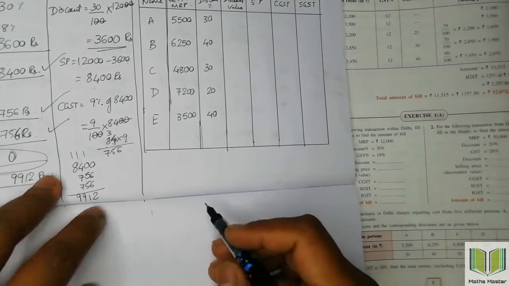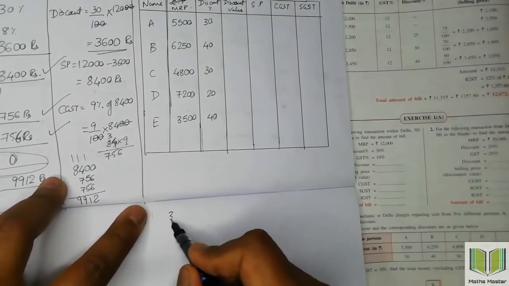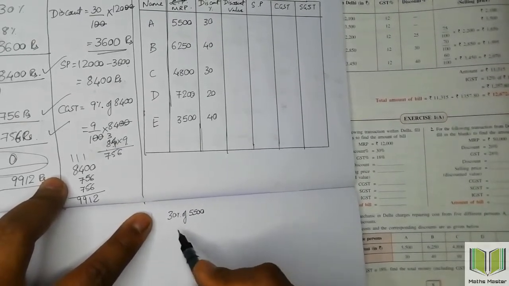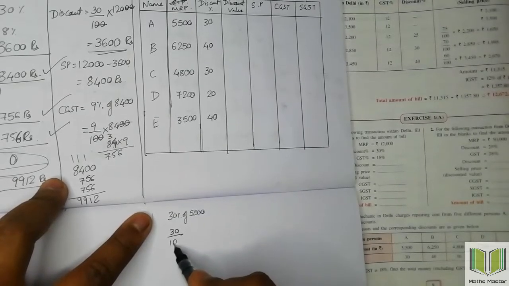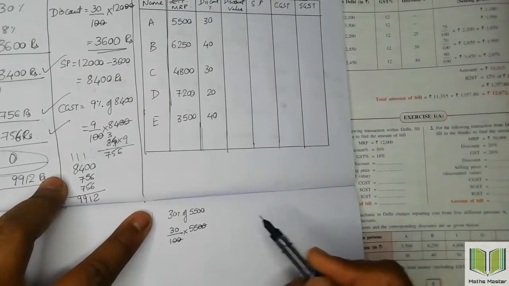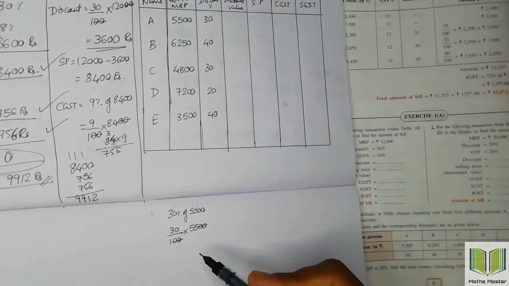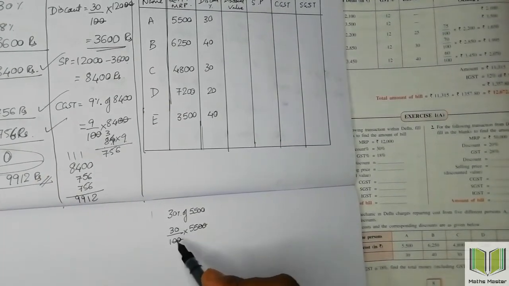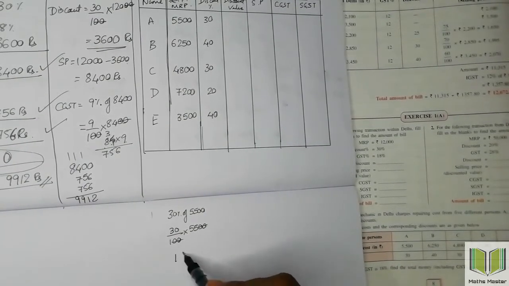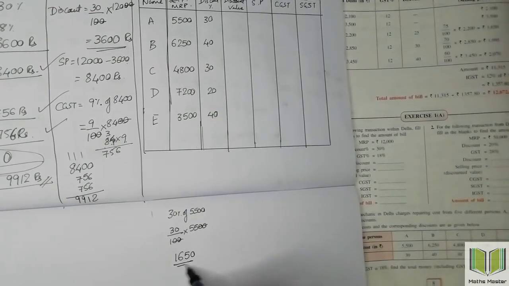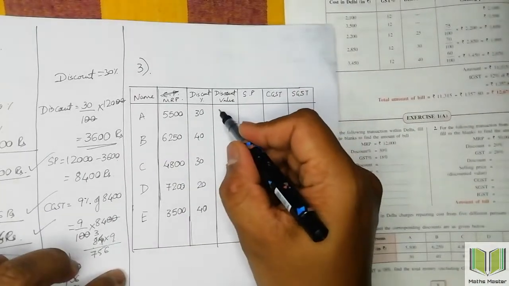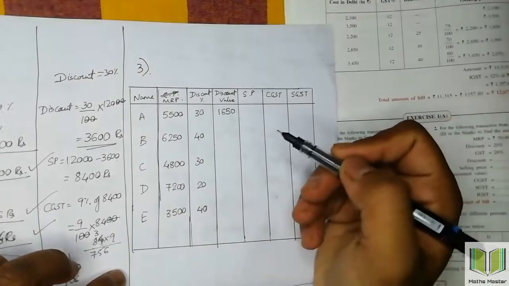Okay. Now, first thing first, 30% off 5,500, which will be equal to 30 divided by 100 multiplied with 5500. So 00 goes off. 55 times 3. 50 times 3 is 150. 5 times 3 is 15. 150 plus 15 is 165. 1650. 1650 will be the discount value for the first one.